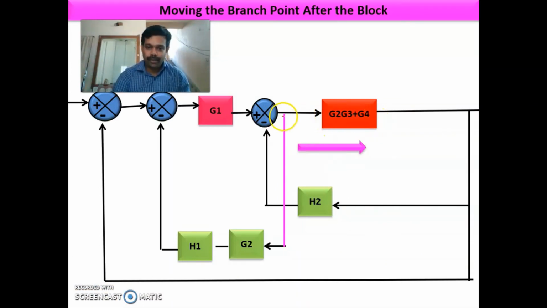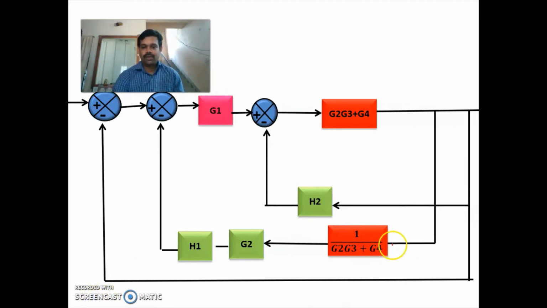First, we are moving this branch point from this point to this point. Then we are multiplying by 1 divided by G2 G3 plus G4 in this place. So we have multiplied by 1 divided by G2 G3 plus G4. Then we have rearranged this branch point. Next step is we are going to rearrange these branch points.